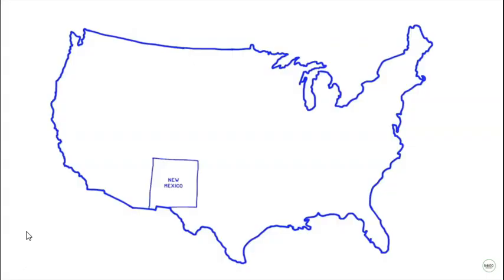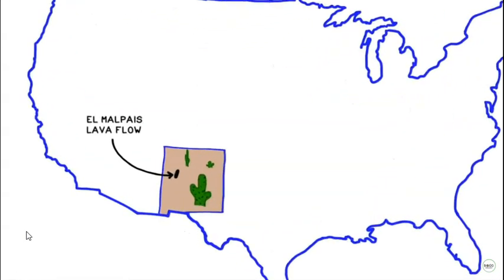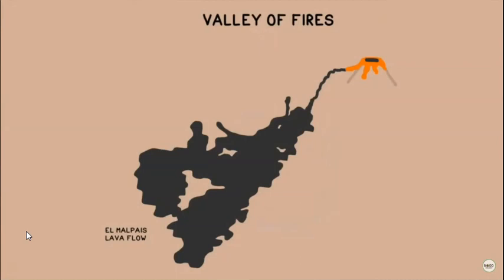However, in an area called the Valley of Fires in New Mexico, the light sand is suddenly punctuated by a large area of dark rock. This area is known as the El Malpais lava flow. Scientists believe that it is from a volcanic eruption that occurred roughly 5,000 years ago.